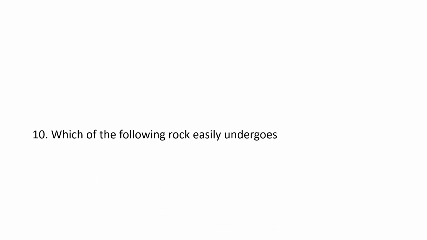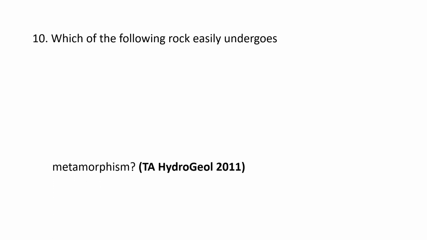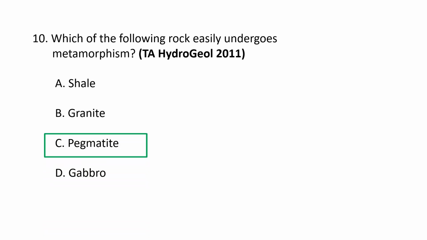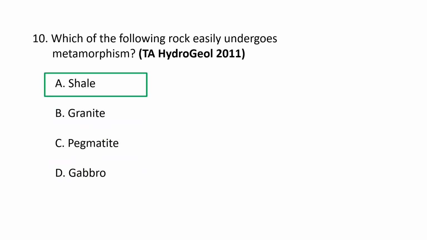Next question. Which of the following rocks easily undergoes metamorphism? A. Shale, B. Granite, C. Pegmatite, D. Gabbro. So the correct option is shale. Shale can easily undergo metamorphism to form other types of metamorphic rocks.